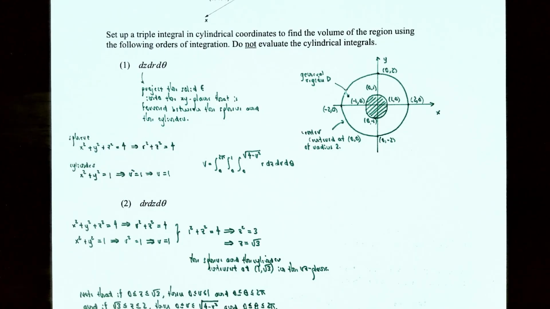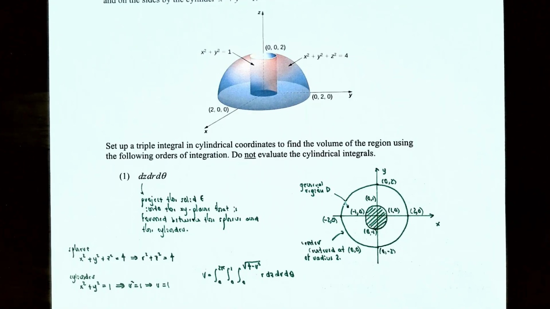And then a cylinder using cylindrical coordinates is pretty easy. x squared plus y squared is equal to 1 was a cylinder. x squared plus y squared is equal to r squared again. So you have r squared equals 1, or that gives you r equals 1. So r equals 1 is a cylinder centered along the z-axis with radius 1.